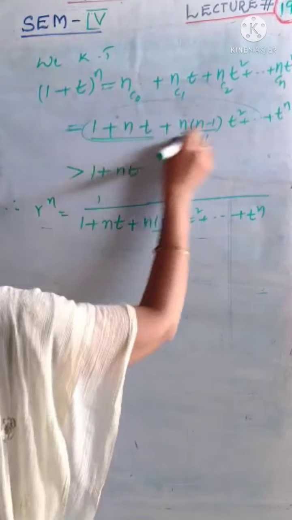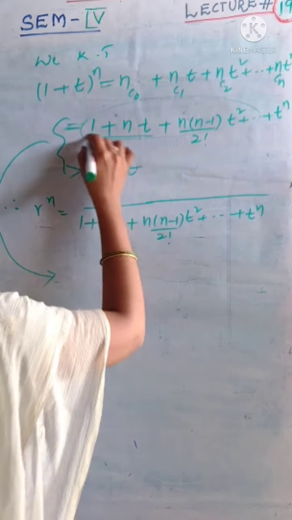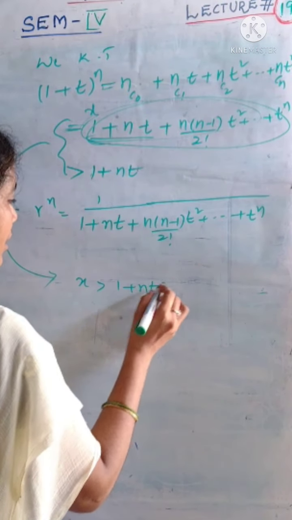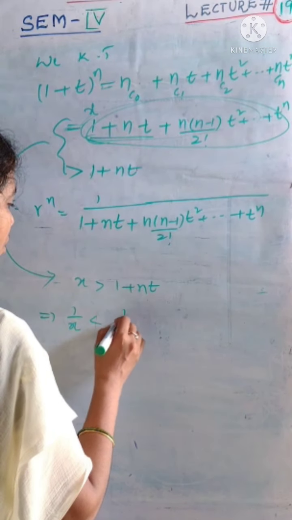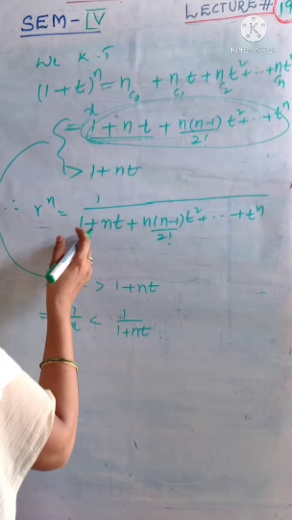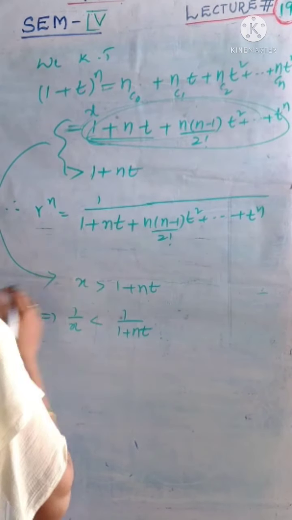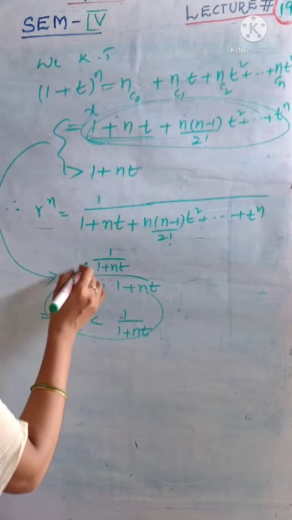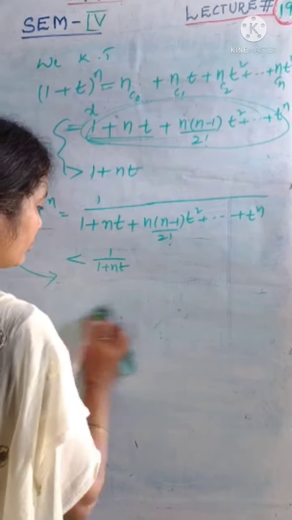Whenever this value is lesser than this one from this, so this is take as x is greater than 1 plus nt, write it in reciprocal notation, then 1 by x is less than 1 by 1 plus nt. So this value is now, write this value as 1 by 1 plus nt. By using this notation we can write the relation as lesser than.